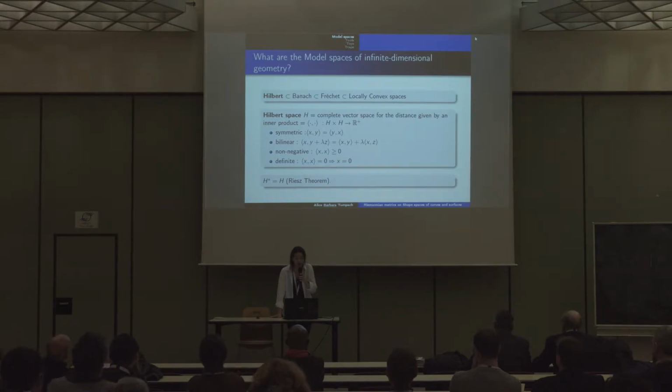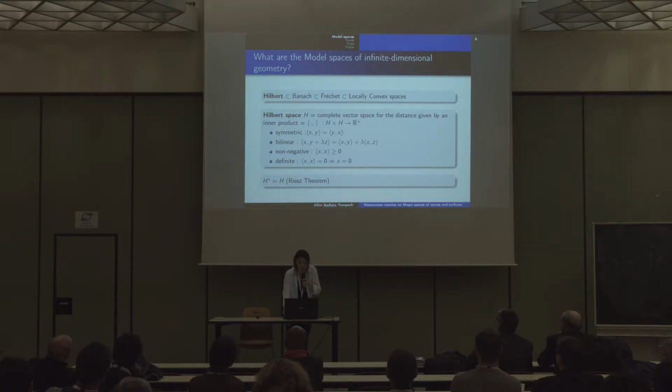It is a complete vector space with a distance given by an inner product, which is a symmetric bilinear positive definite map on the Hilbert space. And by the Riesz theorem, we have that the dual of the Hilbert space is itself.